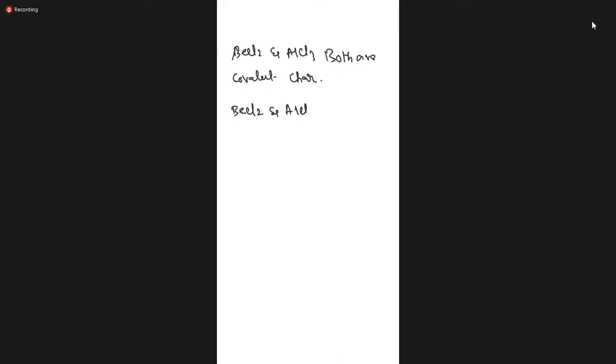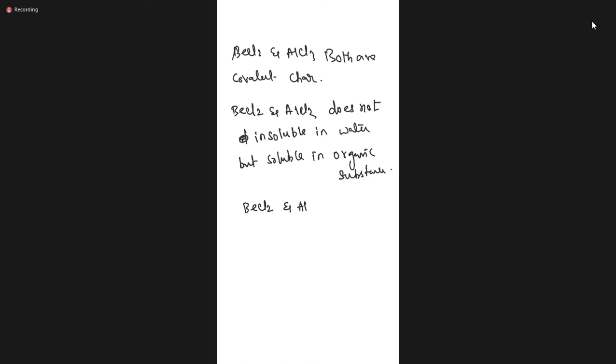BeCl2 and AlCl3 do not dissolve in water. Insoluble in water, but soluble in organic substance. And both BeCl2 and AlCl3 act as Lewis acids, electron deficient molecules.